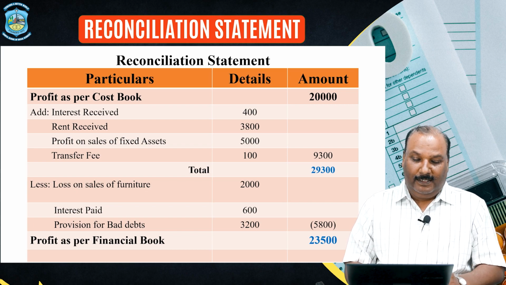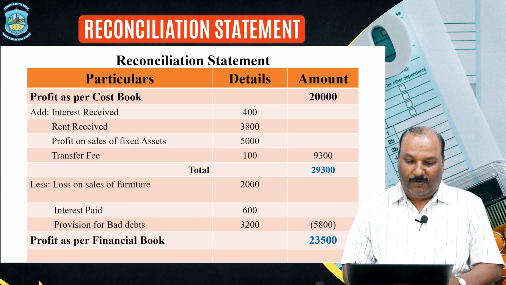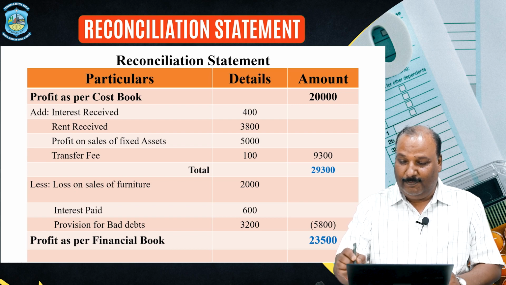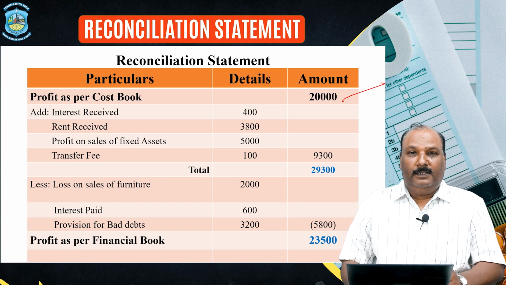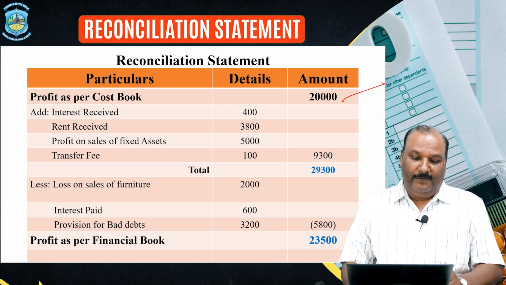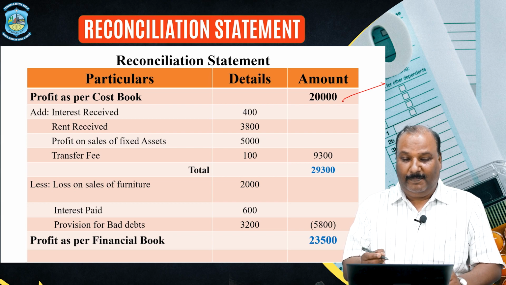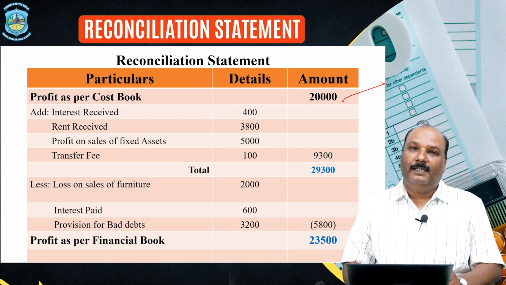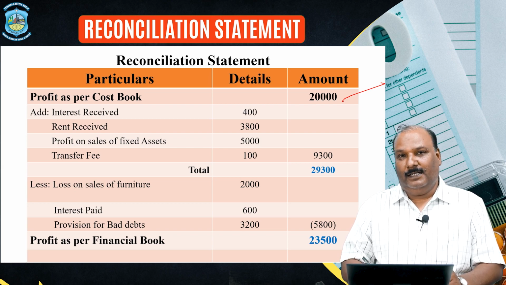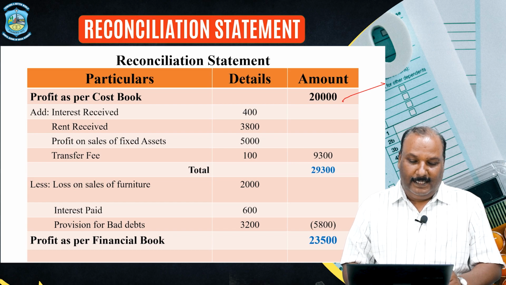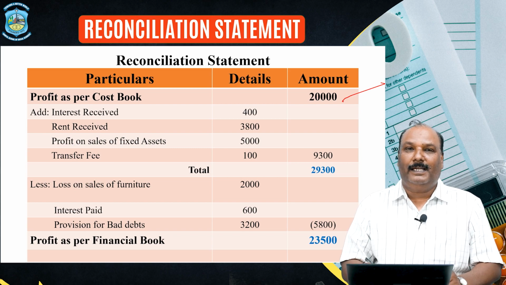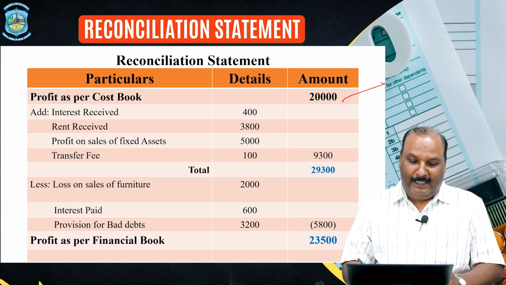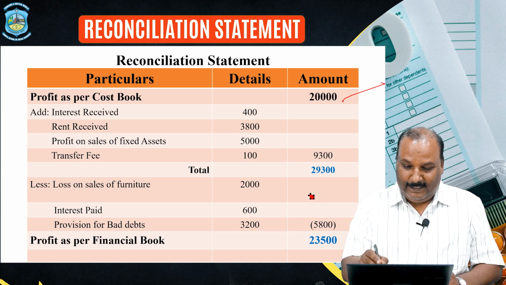Here is the solution. I start with profit as per cost book, which is 20,000 rupees as given. These are the transactions which we add in preparing the reconciliation statement. Interest received is purely a financial book transaction. It is income. Due to this income, the profit of the financial book will increase. Therefore, we will add this 400 rupees interest received.